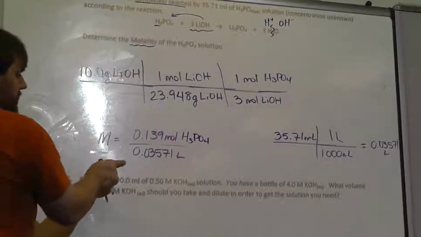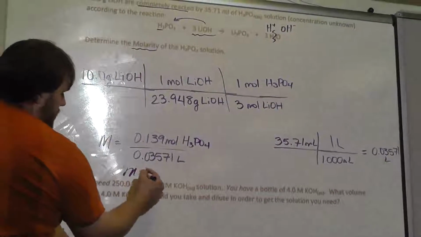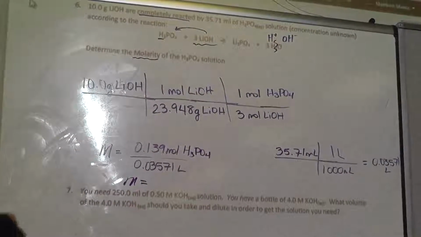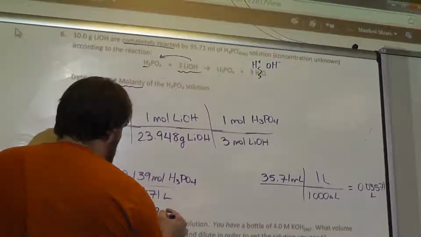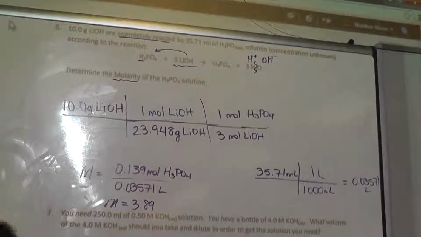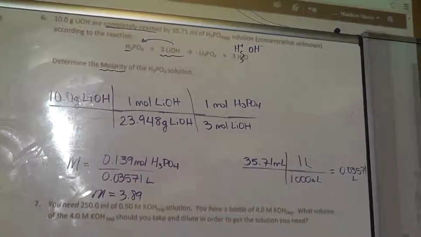And then you're going to take this number, divide it by this number, and what are we getting for a concentration? 3.89? Molarity. Okay?